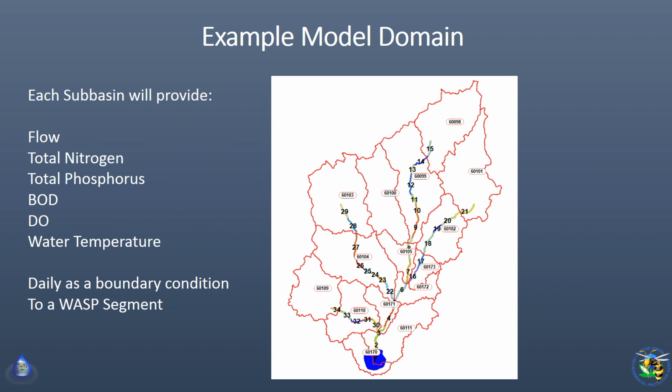Just a little bit of overview of the model that we're looking at. We already saw the segmentation. We've got a main stem and 3 tributaries coming into the model and ultimately ending up down at the bottom in a lake. The watershed model for each one of the subbasins, which are the red polygons, will provide daily flows, total nitrogen, total phosphorus, BOD, DO, and water temperature to the WASP model. And each one of those subbasins will provide information to a specific WASP model segment.